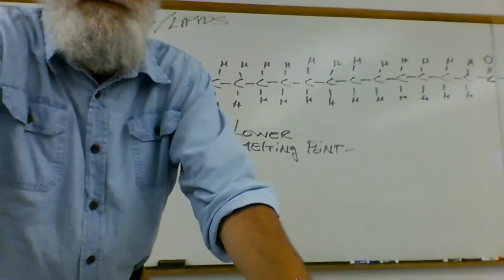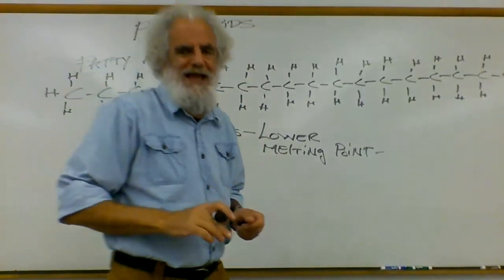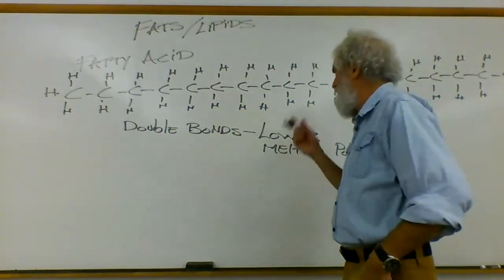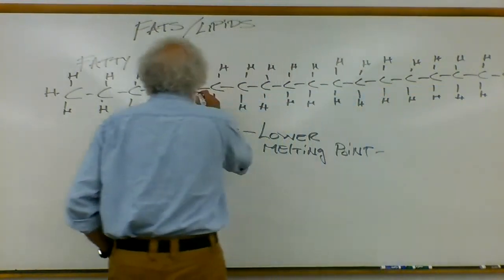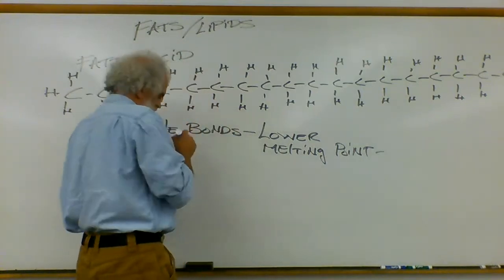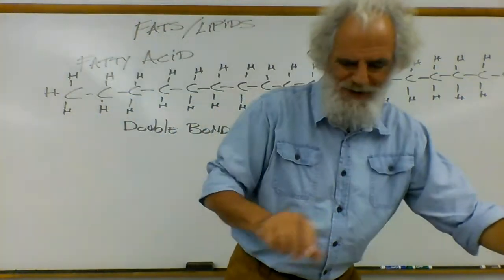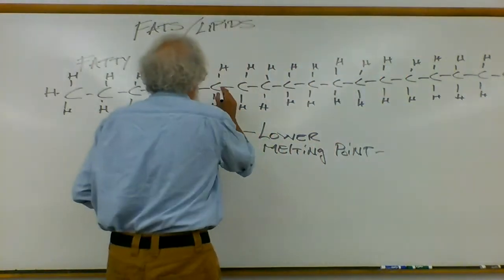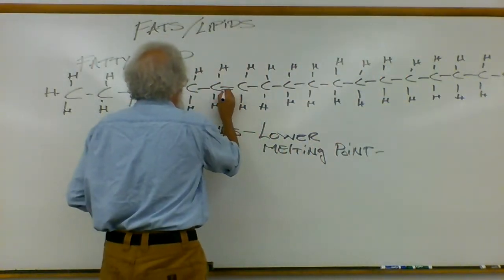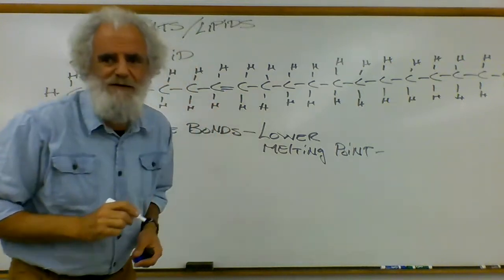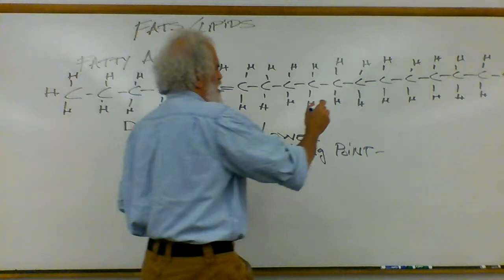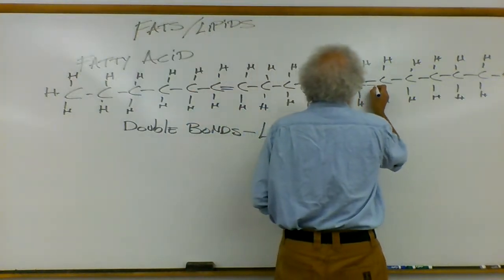So, here, we'll spin back. Now, let's throw a double bond into here. In fact, let's put in two. Here, I'll try my colored marker to see how that works. We'll put a double bond right here. Yeah, you can see that. And we'll throw another double bond over here.